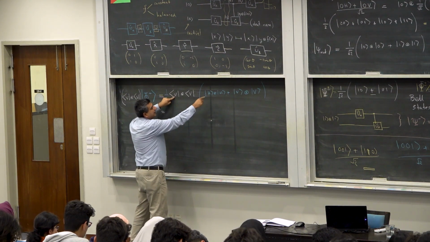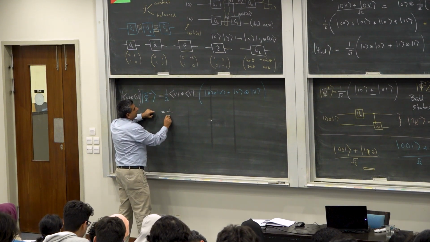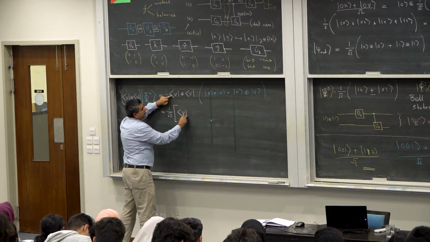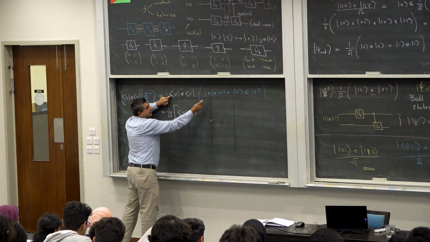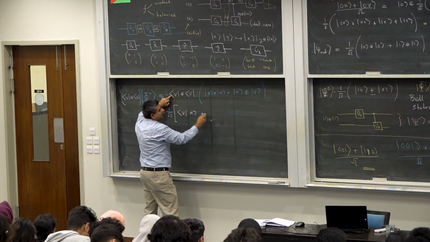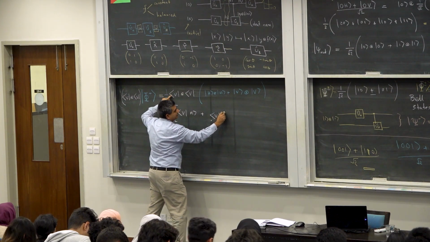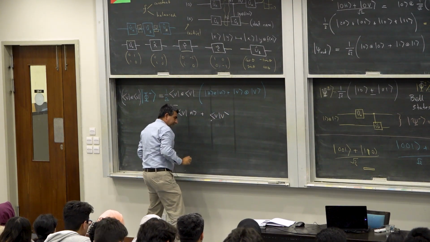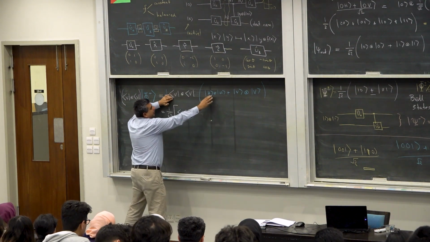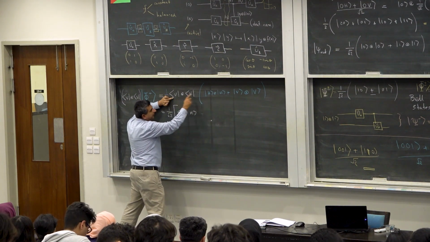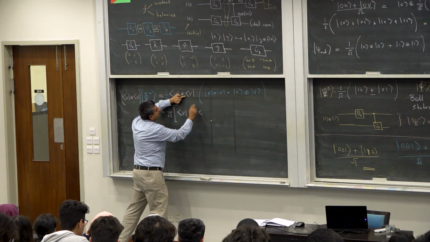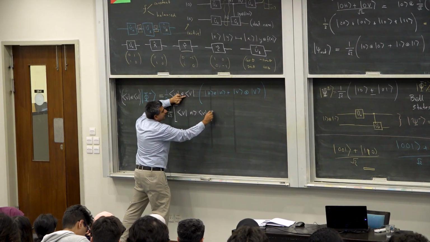So this is Alice's world, and this is Bob's world. 1 over under root 2, ket bra V, ket H. Then bra V ket V. Sorry. So I'm forming this inner product. So ket V, bra V, ket H, and then the second is Bob's world, bra V, ket H. So this is the first term.